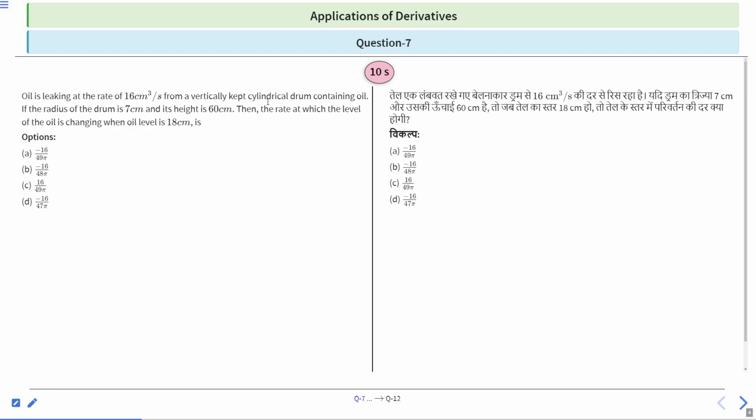The volume of cylindrical drum is decreasing at the rate of 16 centimeter per second. Clear? If the radius of drum is given 7 centimeter and height is given 60 centimeter, right? Then we have to find the rate at which the level of oil is changing. That is, we have to find basically dH by dt. And dV by dt is given, which is minus 16 centimeter cube per second, right? Minus is because it is decreasing, right?